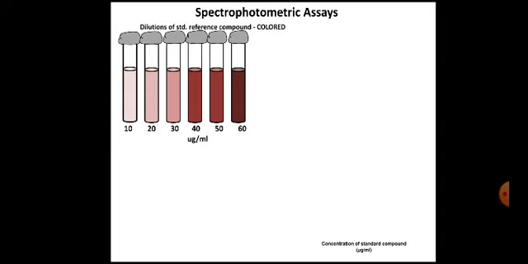Now we have already learned about the principle of colorimetry and the principle of spectrophotometry. If you want to recall that, please go back and read Beer and Lambert's law, which says that as the concentration of a compound increases, the optical density also increases. So you just go back and see what Beer and Lambert's law is. This is the principle of spectrophotometric analysis.